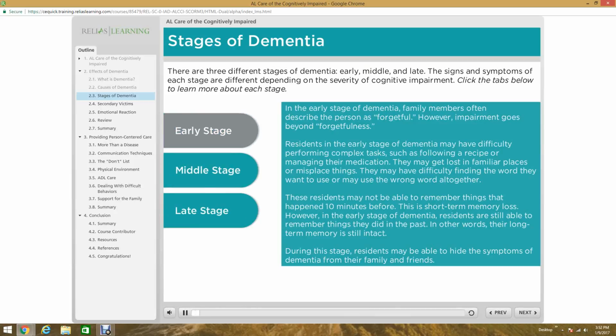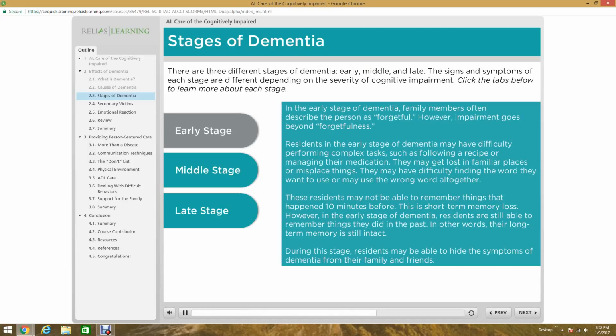In the early stage of dementia, family members often describe the person as forgetful. However, impairment goes beyond forgetfulness. Residents in the early stage of dementia may have difficulty performing complex tasks, such as following a recipe or managing their medication. They may get lost in familiar places or misplace things. They may have difficulty finding the word they want to use or may use the wrong word altogether.